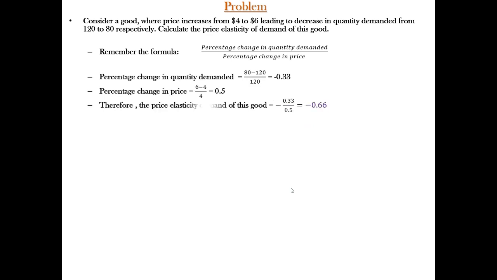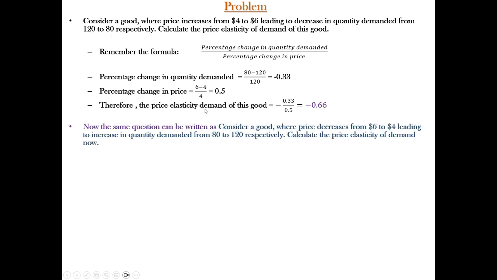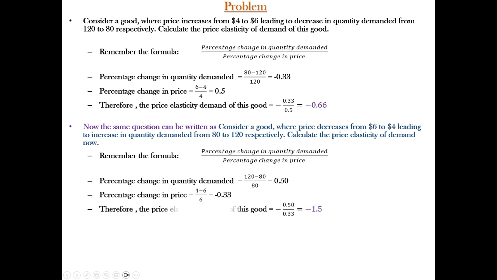Now this was a question I mentioned in the class. The price goes from P1 to P2, Q1 to Q2, right? And you do this and you get minus 0.66. And for the same question, I'm reversing it, from 6 to 4, 80 to 120. And now have a look. You get a different answer. One is giving you inelastic, the other is giving you elastic. So that's the big trouble.